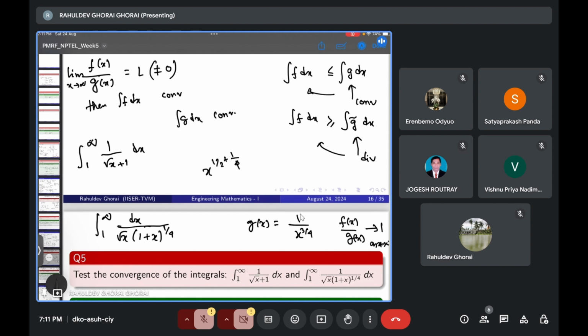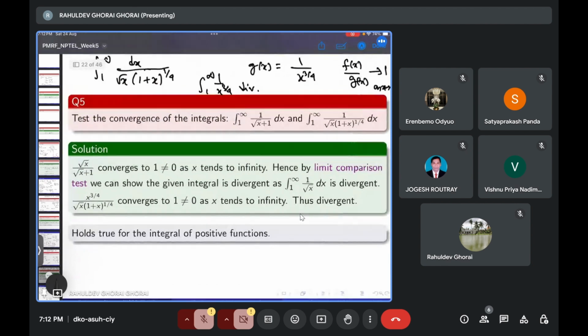So what you get is that the integration from 1 to infinity of dx over square root of x times 1 plus x to the power 1 over 4 is divergent, because the integral from 1 to infinity of 1 over x to the power 3 by 4 is divergent. Okay, so here you see the explanation. Now just tell me whether it is okay for you, that you understood everything. These are some of the tests we will have to use to find the convergence of the integral.